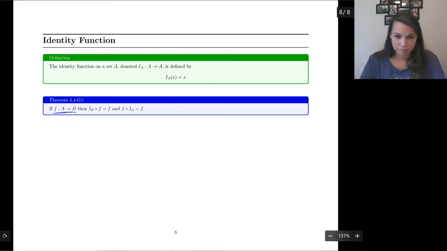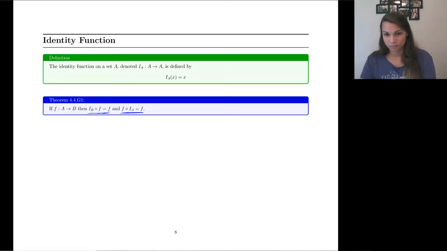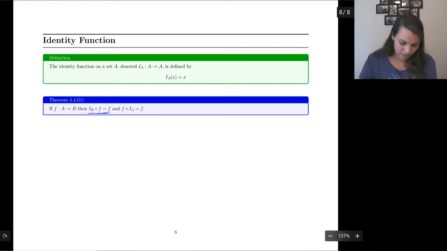If f is getting mapped from A to B, then the identity function on B composed with f is just going to give us f back. And then if we compose the identity function of A with f, so f of the identity function on A, we're going to get f back.